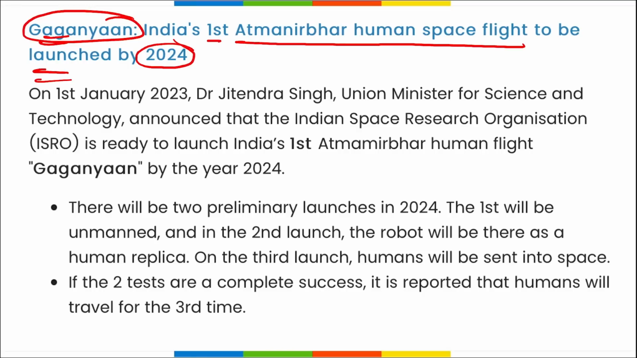There will be two preliminary launches in 2024. The first will be unmanned, and in the second launch, a robot will be there as a human replica, and on the third, humans will be sent into space. If the first two tests are completed successfully, then in the third launch, humans will be sent into space, and the name is Gaganyaan Mission.